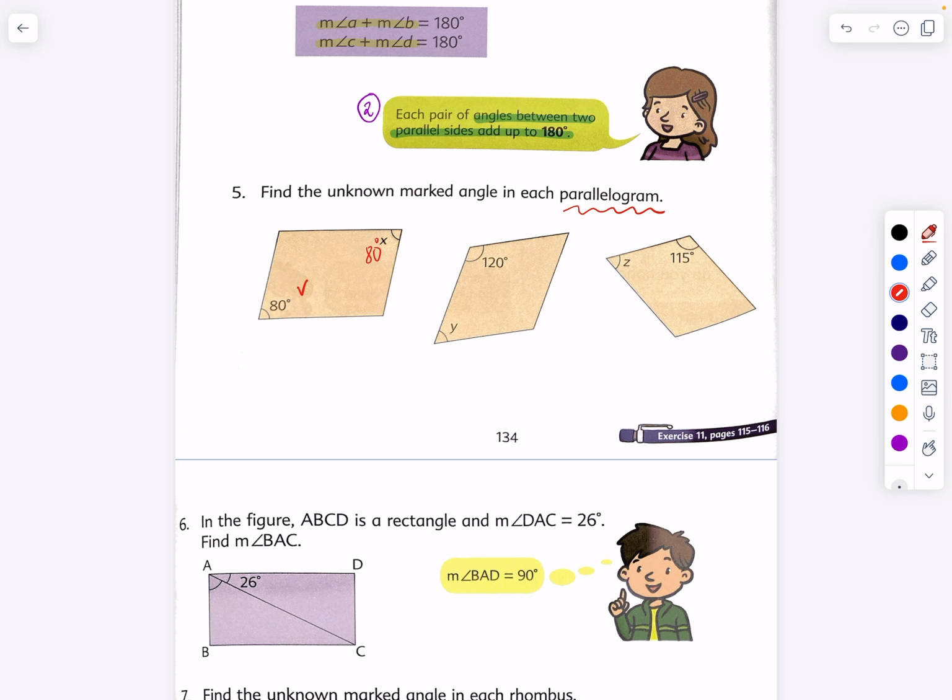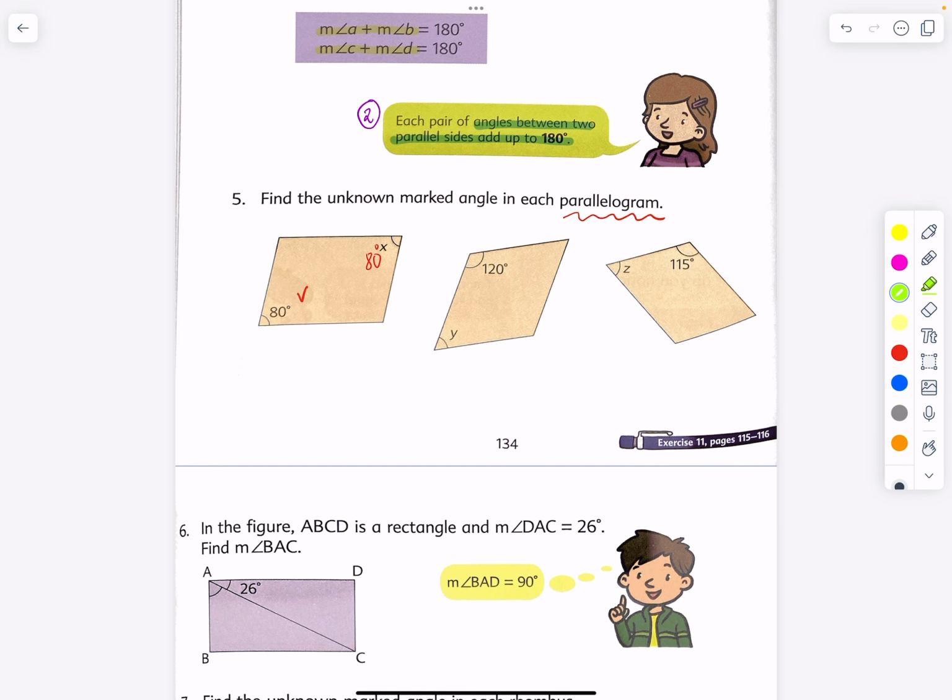Now, if we have two neighboring angles, adjacent they're called in geometry, an angle that measures 120 and angle Y. Are these angles located between two parallel sides? Yes. We do have two parallel sides, just so. Therefore, these two angles must add up to 180, making angle Y be 60 degrees.